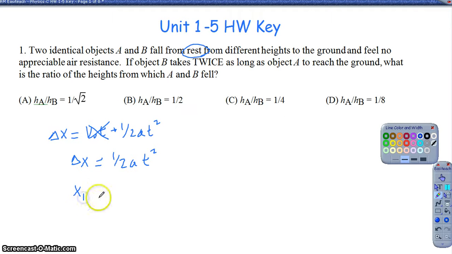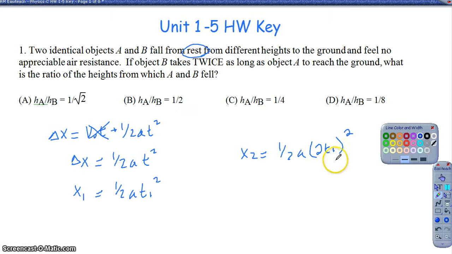If I make my first position based off of this, 1/2 a t1 squared or whatever I want to call it, that's my first distance. If my second distance takes twice as long, it would be 1/2 a times 2 times t1, and that whole quantity squared. Just like we've seen a lot going back to last year, and in the review questions from this year, the big thing to pay attention to is that the square would distribute to the 2. So this would actually be 1/2 a times 4 t1 squared.